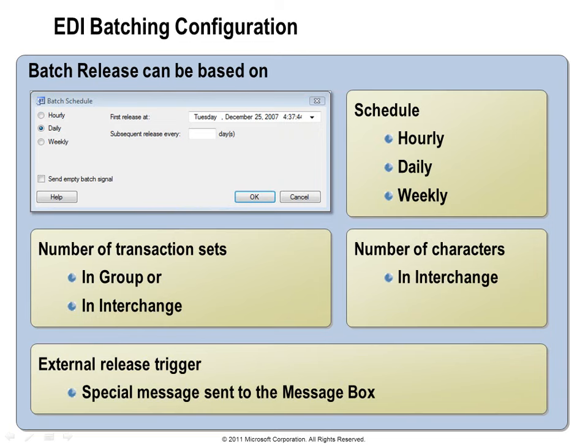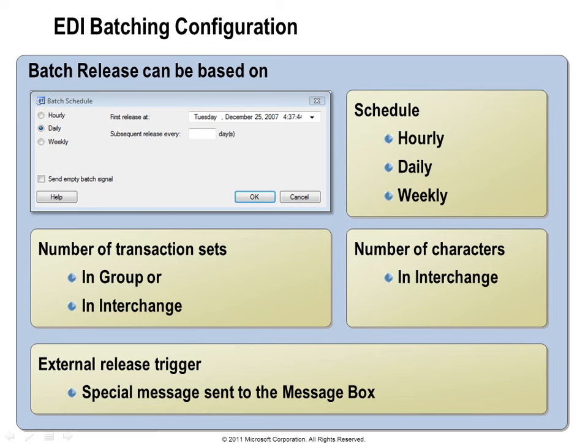Now, as messages are being collected up into the batch, at some point we're going to want to release them. We're going to want to send the message. And we could do that on a schedule. So we could say that we want to do it hourly or daily or weekly. We could do it based on the number of transaction sets in the group or in the interchange. Or we could do it on the number of characters within an interchange. All of those are automatic triggers where the orchestration will manage those and read the configuration.